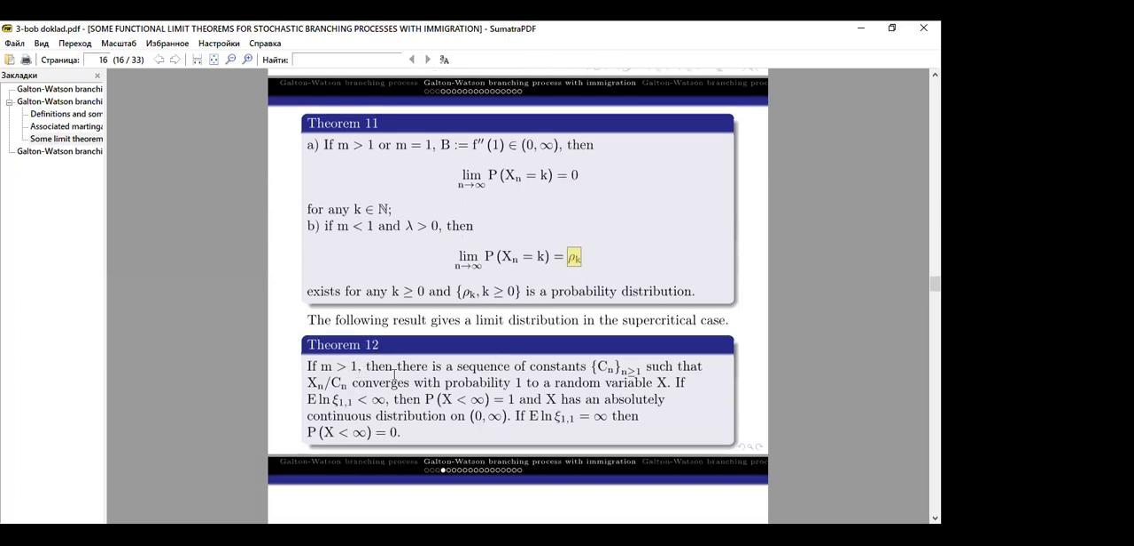If we consider the supercritical case, then there is a sequence of constants Sn such that these random variables converge with probability one to some random variable. If this X log X condition holds, then the limiting random variable is finite almost surely, and this random variable has an absolutely continuous distribution on the half line. On the contrary, if this expectation doesn't exist, then this random variable is, how to say, this random variable is improper.